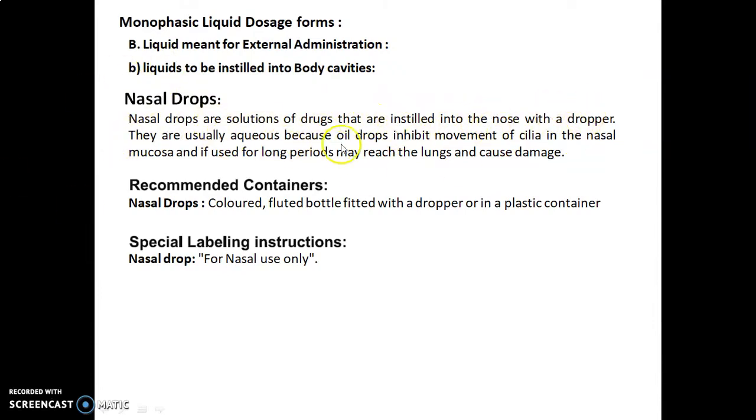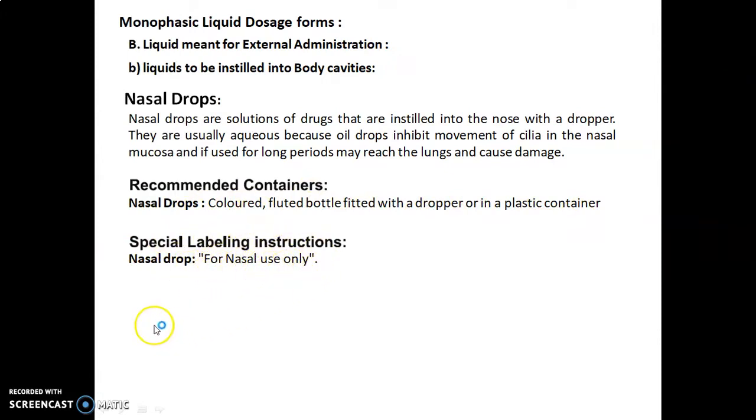They are usually aqueous because oil drops inhibit the movement of cilia in the nasal mucosa, and if used for long periods, they may reach the lungs and cause damage. Recommended containers for nasal drops are a colored fluted bottle fitted with a dropper in a plastic container, and the special labeling instruction for nasal drops is: for nasal use only.